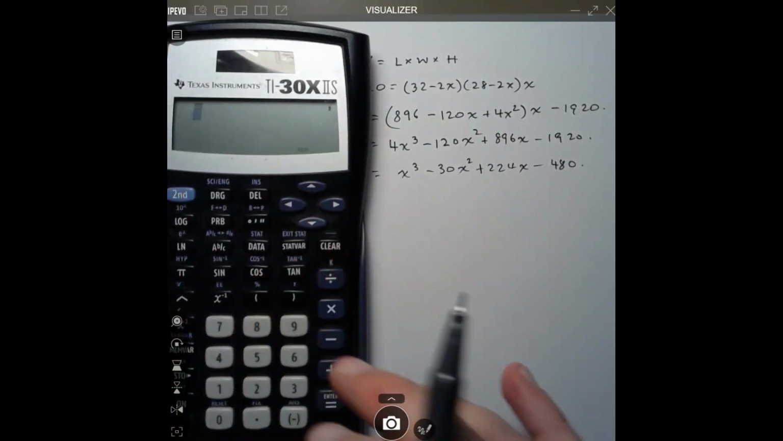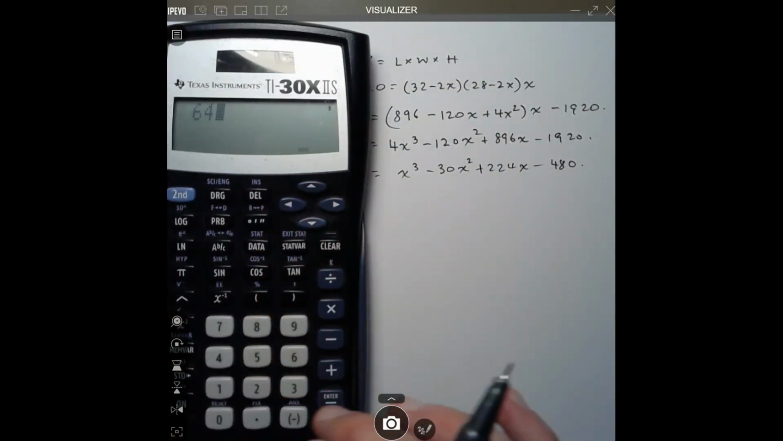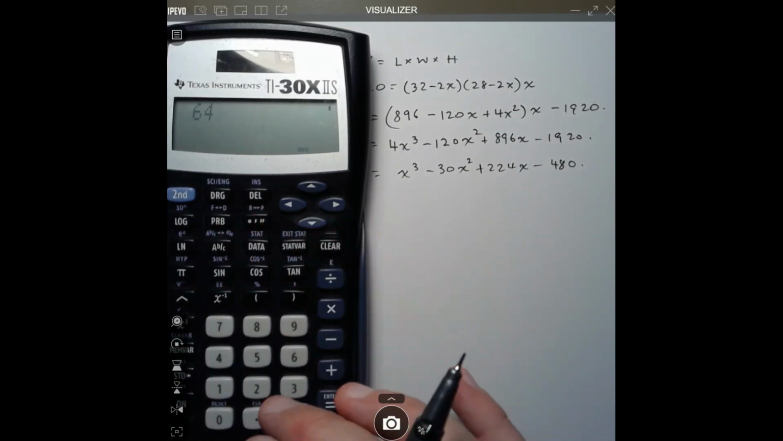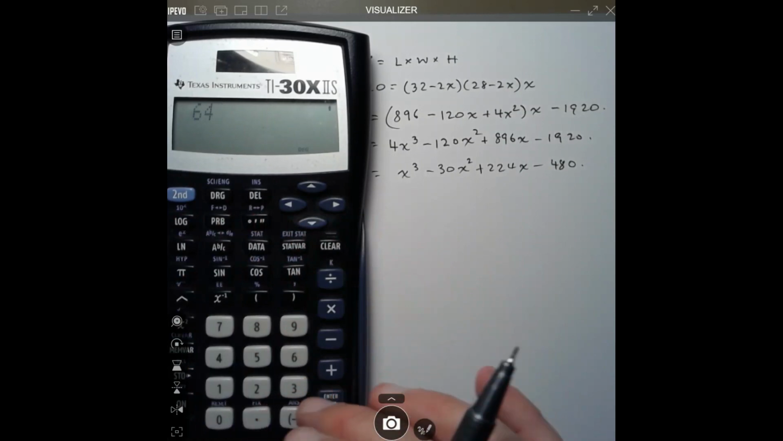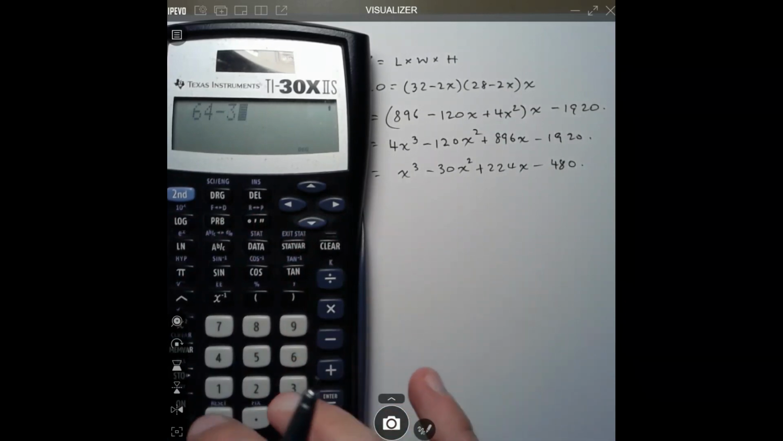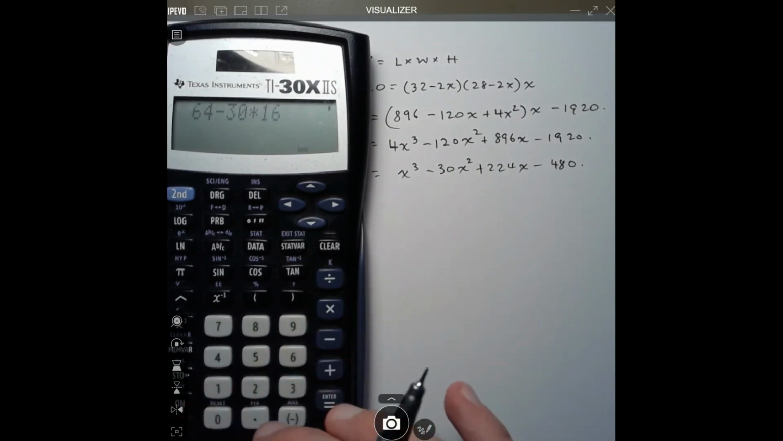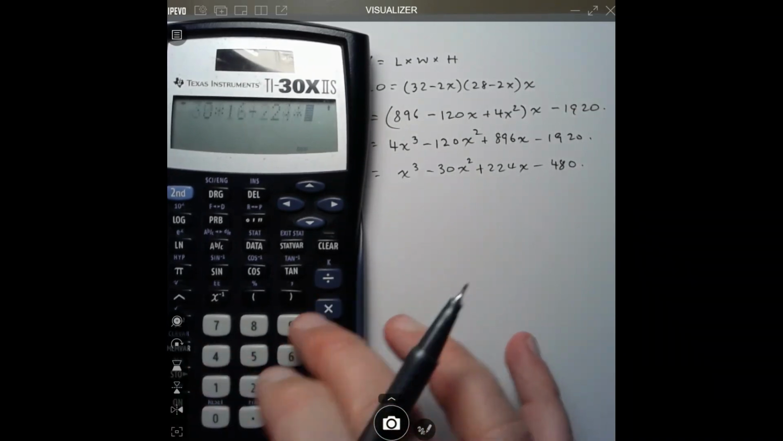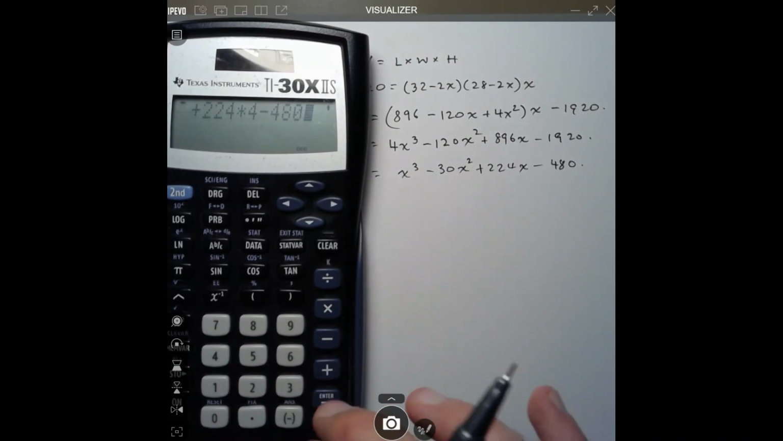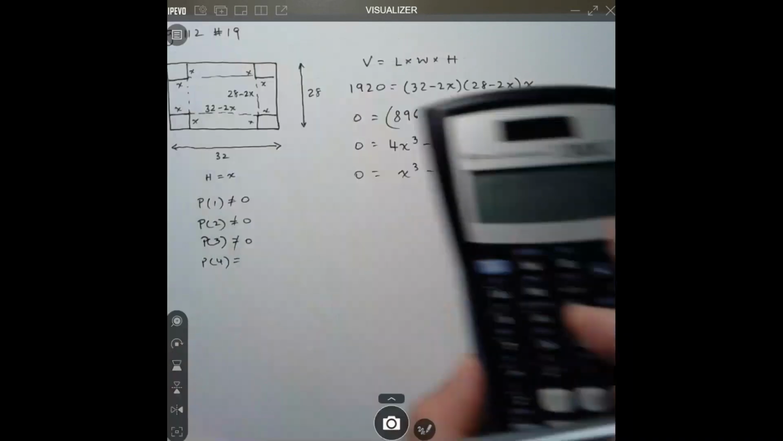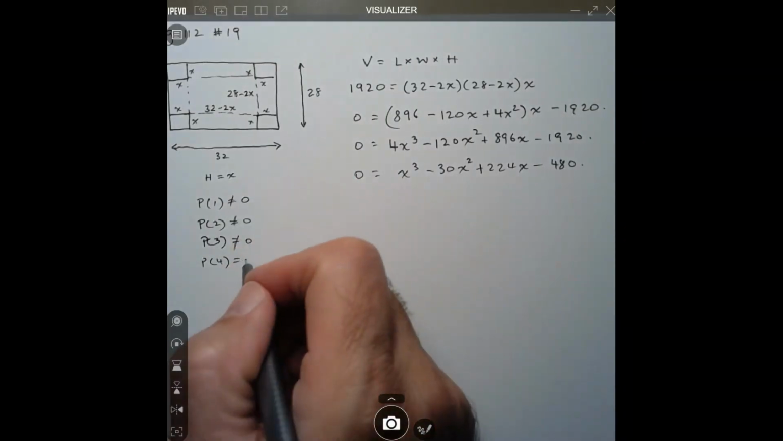So let's try this here. So we got 4 cubed is 64. Of course, do that on your calculator if you're worried about making an error. Minus 30 times 4 squared is 16, plus 224 times 4, minus 480. Oh, there you go. That one's equal to 0. Okay.